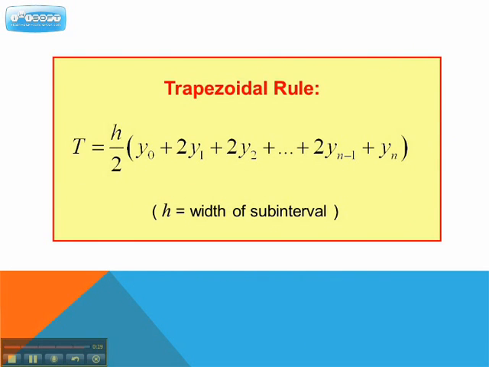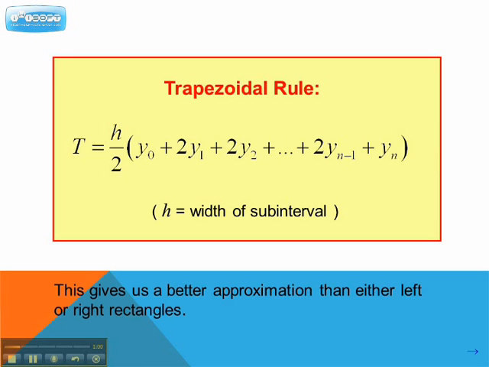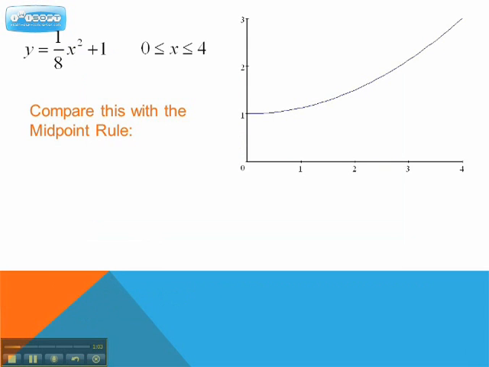Here is your trapezoidal rule. H over 2, where H is the width of that subinterval, or the height of your trapezoid. We have factored that out, and I'm just going to add together all of those endpoints where I double all of the interior points and I just keep the endpoints singular. So we have y sub 0 plus 2y sub 1 plus 2y sub 2 plus so on and so forth until we get to the next to last one, 2y sub n minus 1, plus then just y sub n is the last one. So, handy dandy formula. It gives us a better approximation than either the left or the right rectangles.